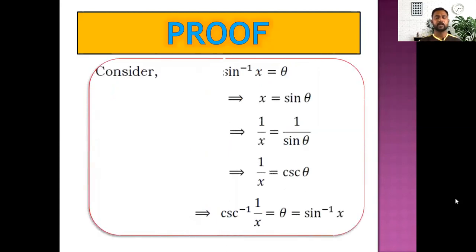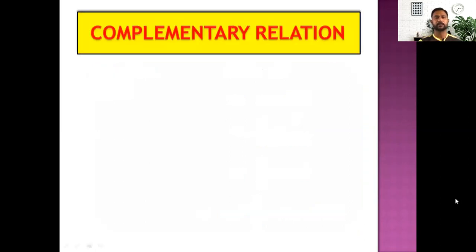Here is the proof for that. Let us consider sine inverse x is equal to theta. Shifting sine inverse, x is equal to sine theta. Reciprocating both sides, 1 by x is equal to 1 by sine theta, that means 1 by x is equal to cosec theta. Now shift cosec to the left side, it becomes cosec inverse 1 by x is equal to theta. Now, theta was taken as sine inverse x. So here is the proof for one, and the remaining you can try in the same way.